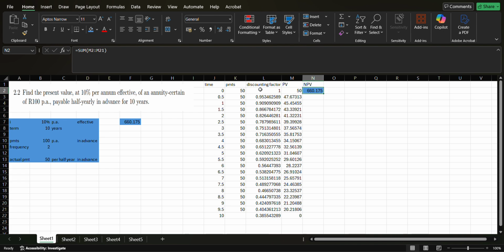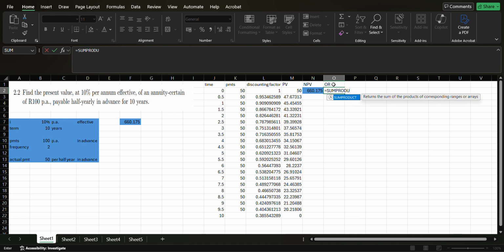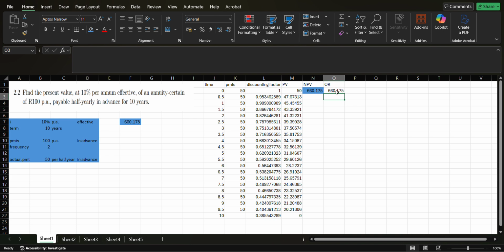Now, alternatively, instead of multiplying the payments by the discounting factor manually to get the PV at each time and then summing them, what you could do is use this Excel function called sumproduct. Sumproduct takes arrays as arguments. The first array is going to be this column of payments. The second array is going to be this column of discounting factors, and it's going to give you that answer.